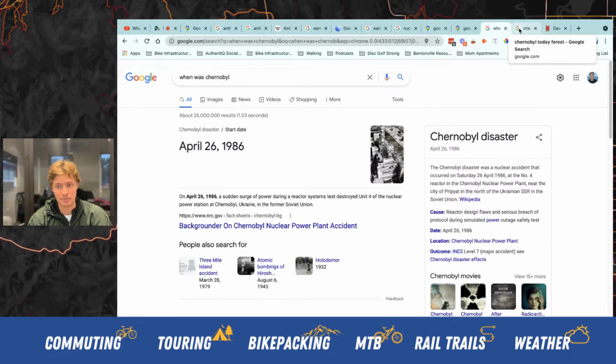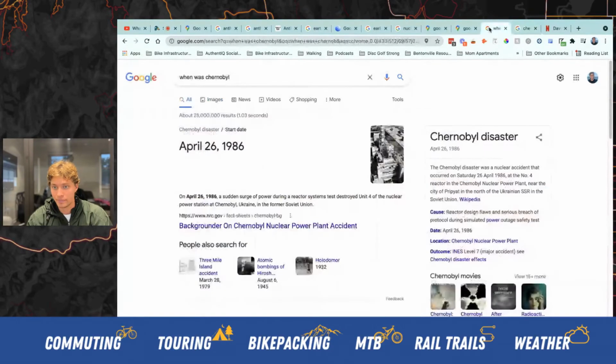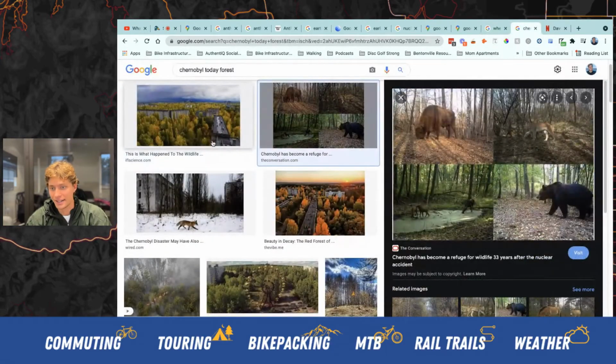Chernobyl was a terrible nuclear accident that occurred on Saturday, 26th of April, 1986. This is what it looks like today. 1986 was less than 40 years ago, and you can see how nature has taken back over.